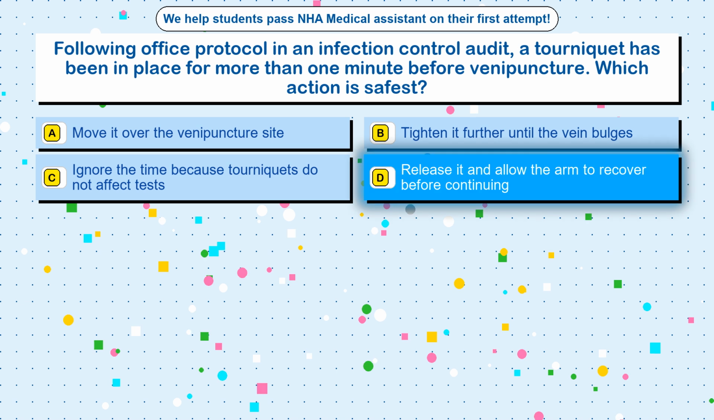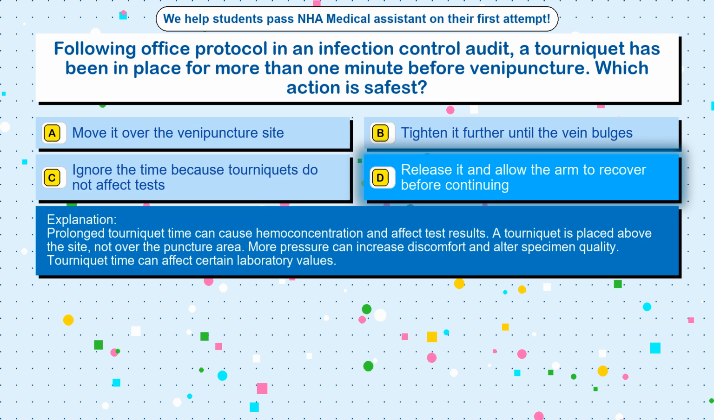The correct answer is option D, release it and allow the arm to recover before continuing. Prolonged tourniquet time can cause hemoconcentration and affect test results. A tourniquet is placed above the site, not over the puncture area. More pressure can increase discomfort and alter specimen quality. Tourniquet time can affect certain laboratory values.